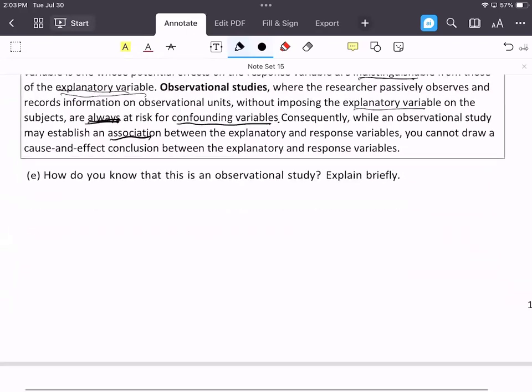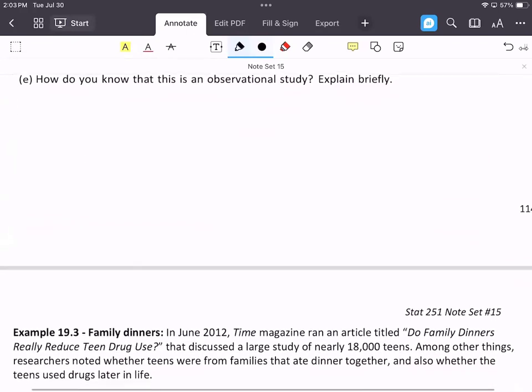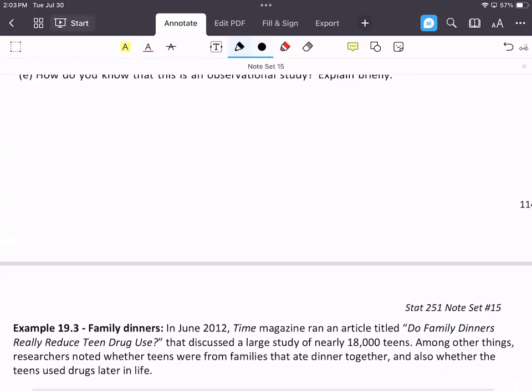On the next page, there is an example. Please take a moment and complete that, and I will post the solution in Canvas.